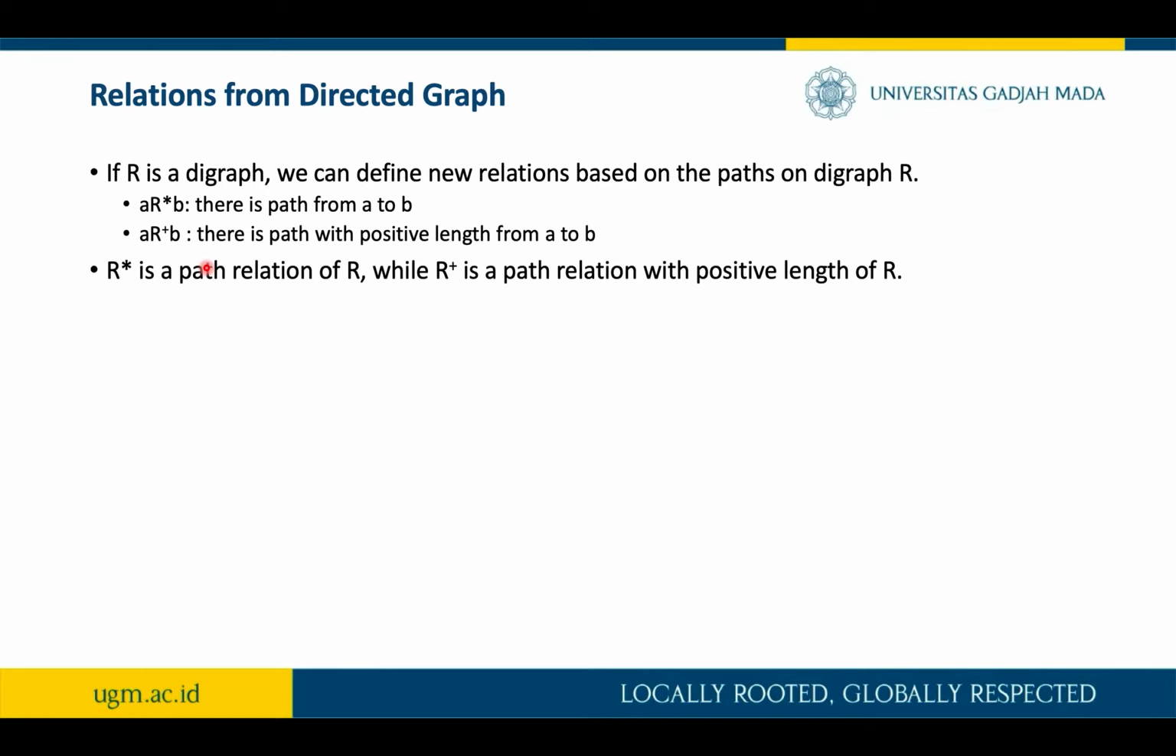So R star here is a path relation of R, while R plus here is a path relation with positive length of R. So in this case, R plus, the length of the path in R plus must be positive, it cannot be zero.